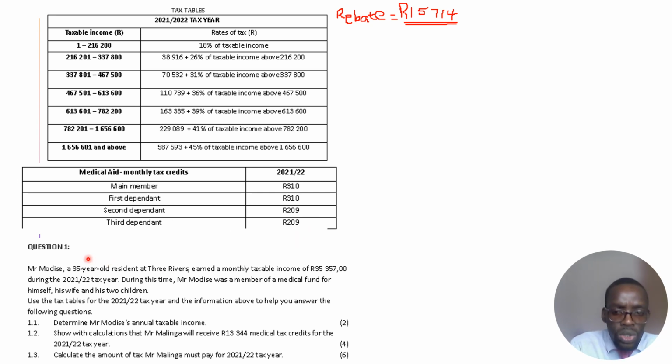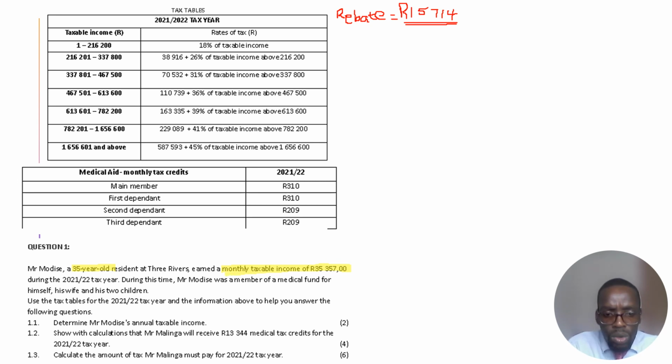So let's go to the questions. Mr. Modise, a 35-year-old resident. Like what I always encourage learners to do, you highlight a 35-year-old resident, because we are going to be using this quite a lot. He lives at Riverside and has a monthly taxable income. That's the monthly taxable income that he earns.